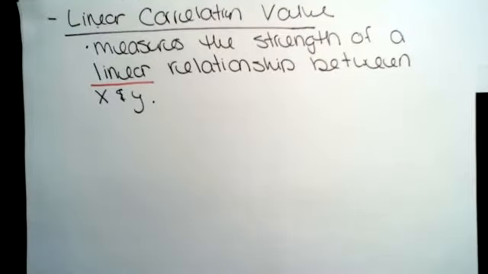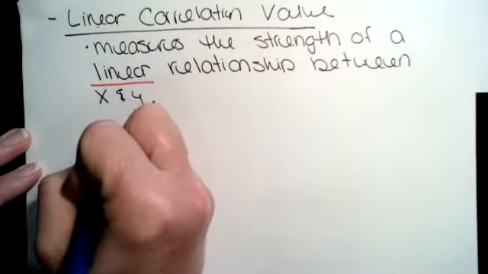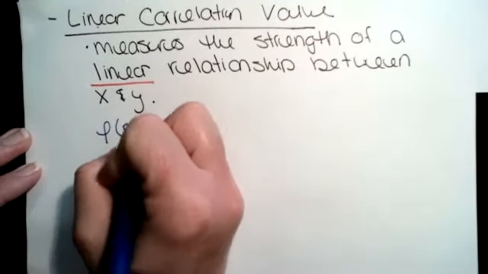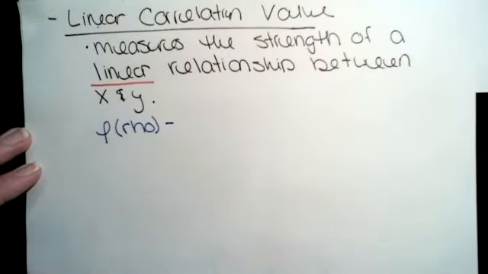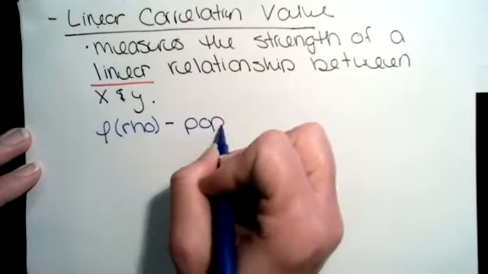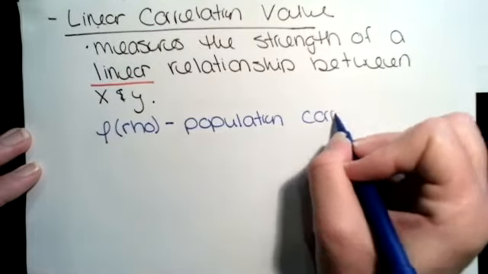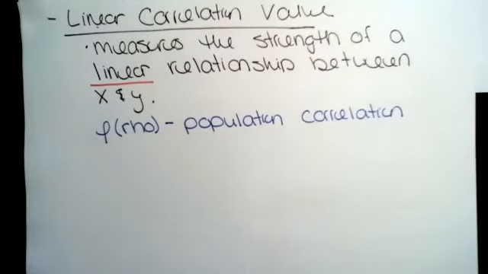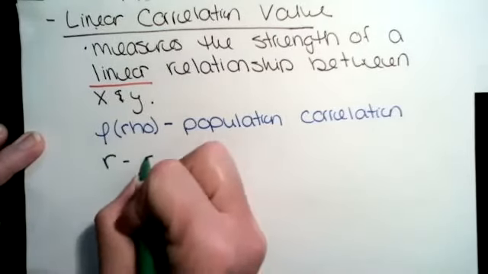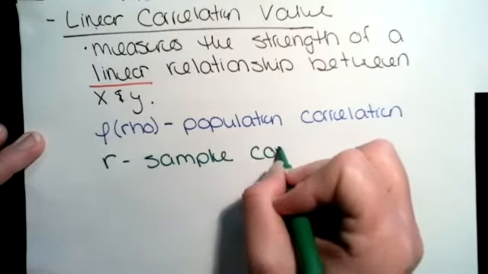So I have notation to show you, of course. So the first one is for the population, and this is a Greek letter which is called rho, which we will not use often because we're usually looking at a sample. So this is my population correlation. And then we have R, which is our sample correlation.